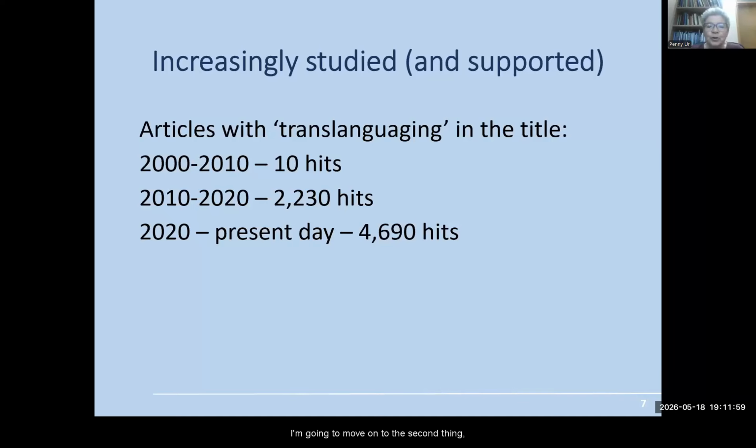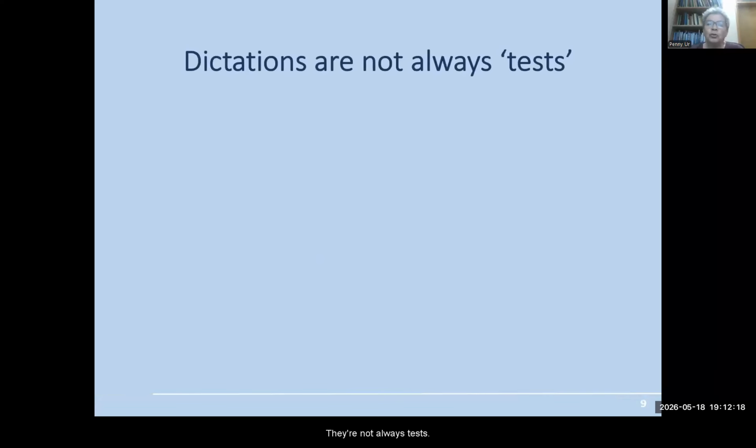I'm going to move on to the second thing which came up as a result of last week, and that is the topic of dictations. I said something which was so much of an overgeneralization as to be wrong, and I'm allowed to be wrong like anybody else. I said dictations are tests. They're not always tests. It depends how you prepare them. And Michelle put me right on this one.